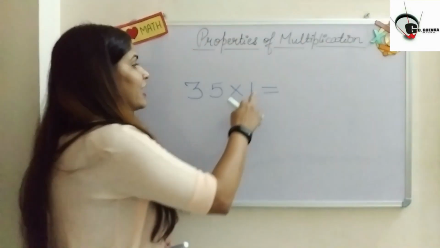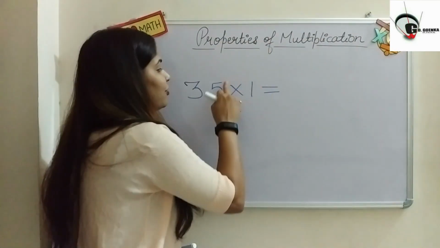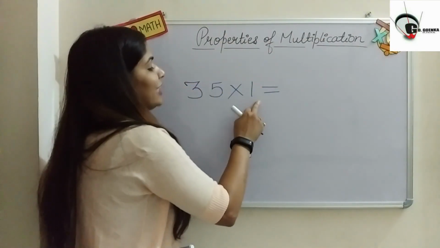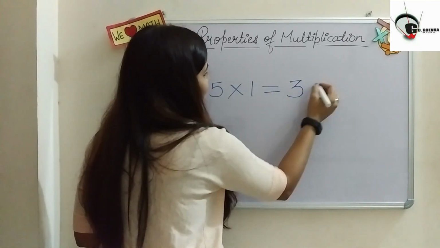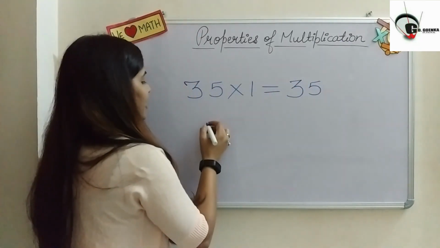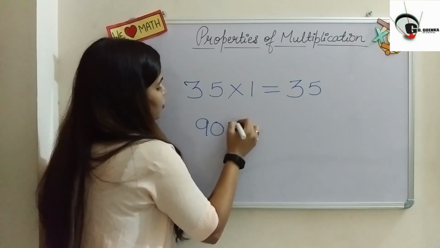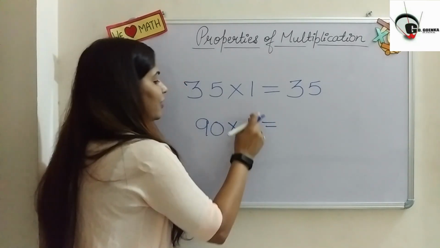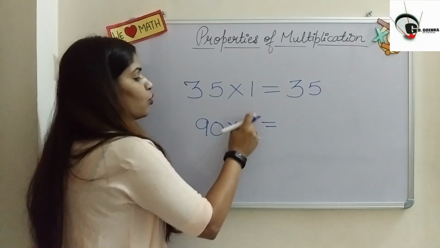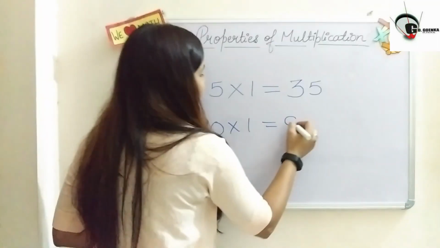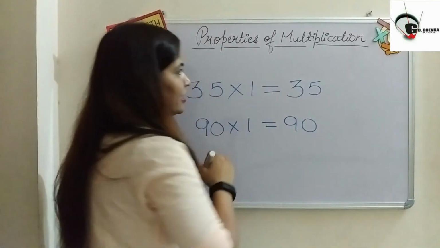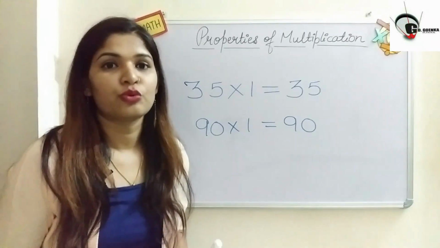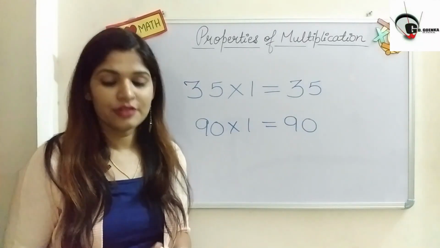It means that we have 35 only one time, so we will have 35 of course. If I write 90 into 1, we have 90 only one time, so we will get the same answer, 90. So this is the first rule. What is the second rule, children?